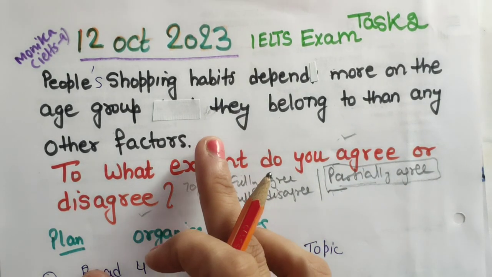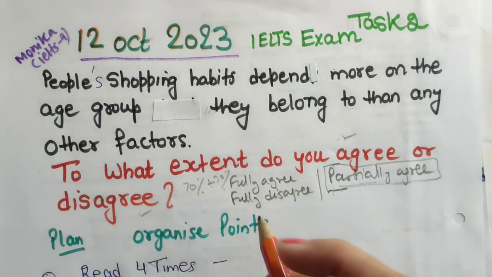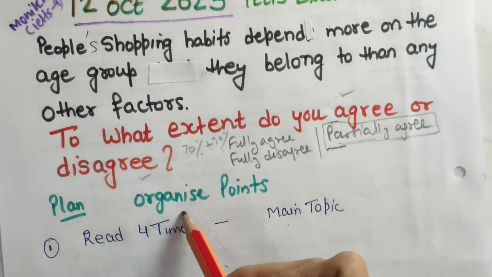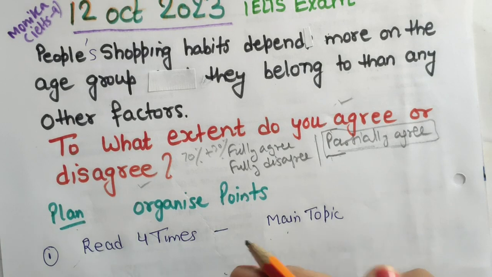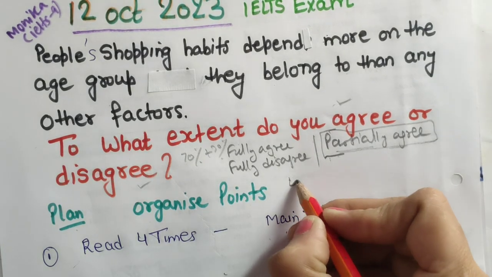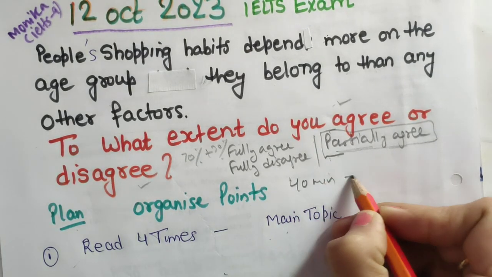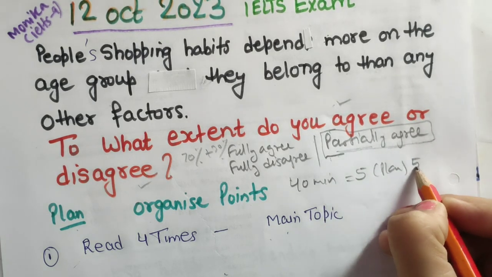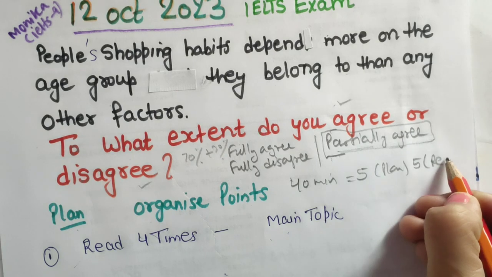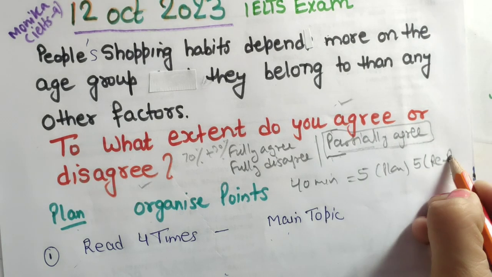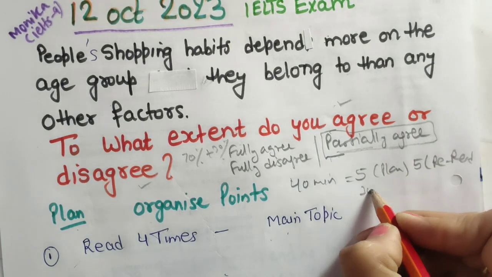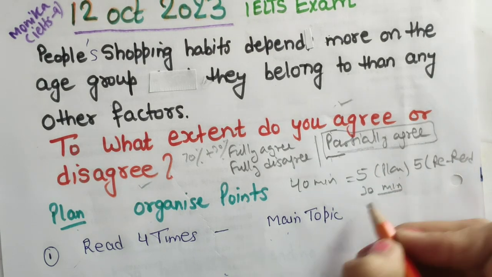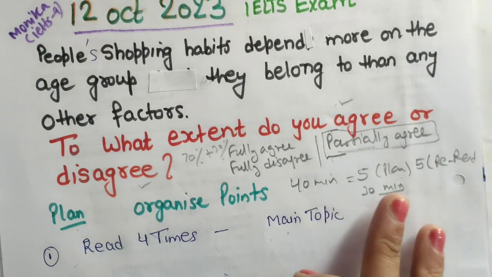Of course, we will write the full essay. I will explain planning and organizing points. As you know, we have 40 minutes. In the first 5 minutes we will plan, and in the last 5 minutes you have to reread, means proofread your essay. The rest 30 minutes you have to write with proper, clear, beautiful writing.